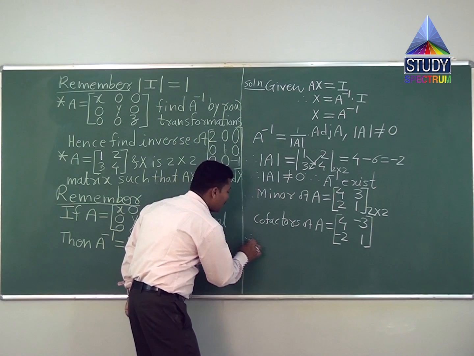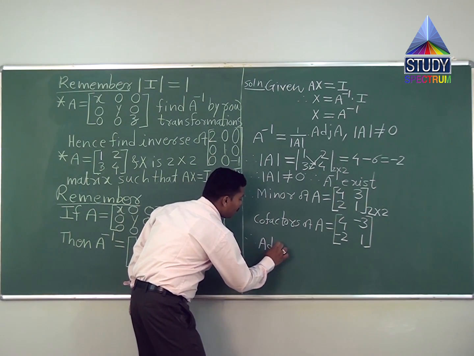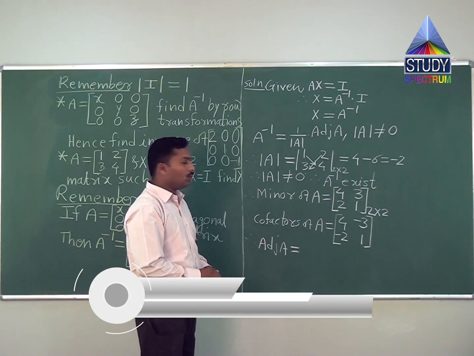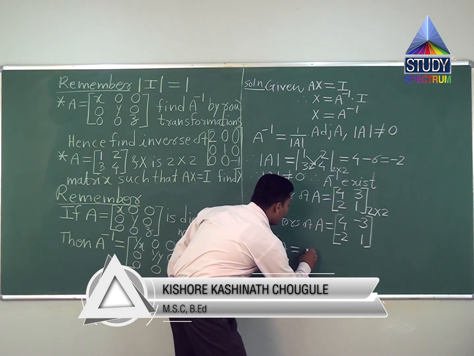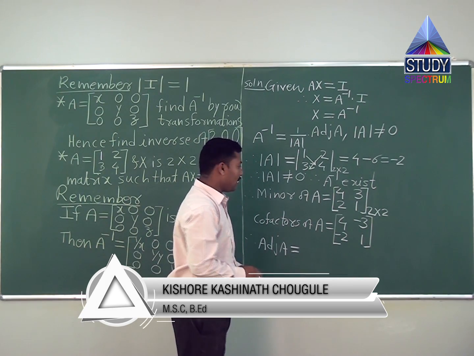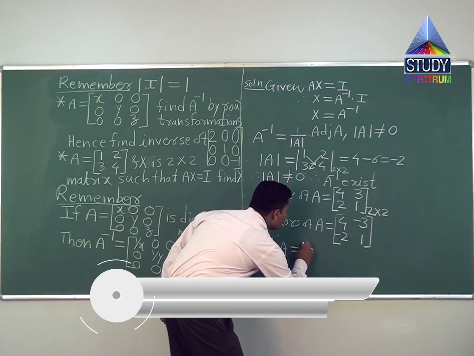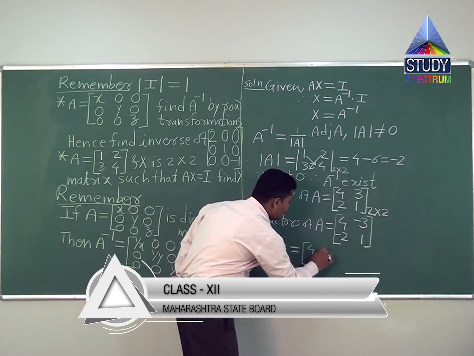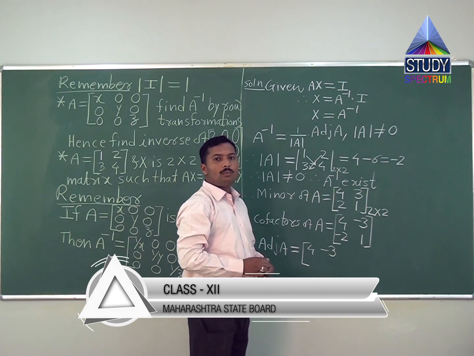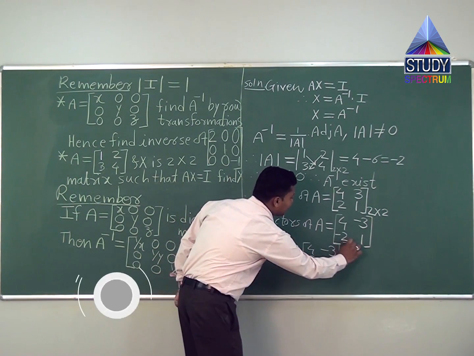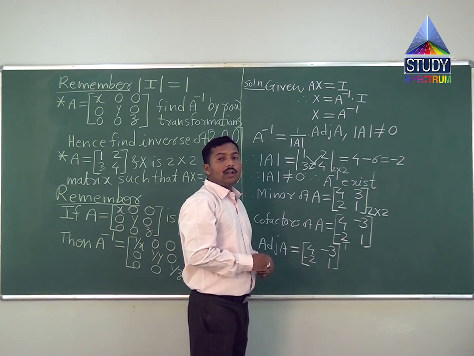What is the adjoint? Adjoint of A equals the transpose of this cofactor matrix of A. First row 4, minus 3, second row minus 2, 1, and it's a transpose.